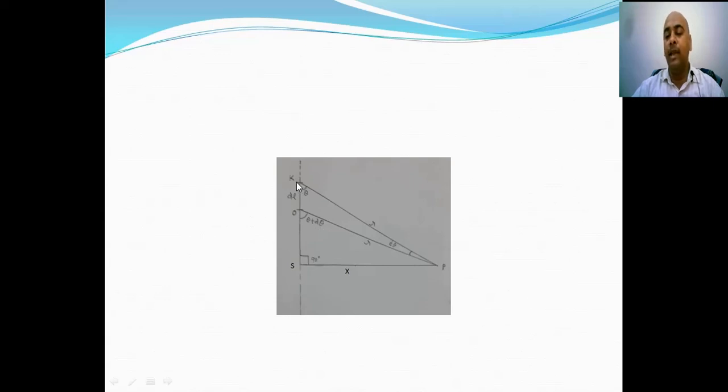Similarly, we can calculate that angle KPS is equal to 180 degrees minus (90 plus theta). So from these mathematical expressions, we can calculate the angle between the two lines, that is angle KPO, which will also be equal to d theta. So if length dl is equal to 0, then angle d theta is 0.